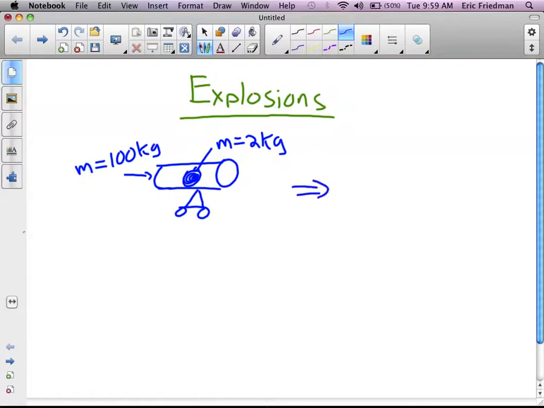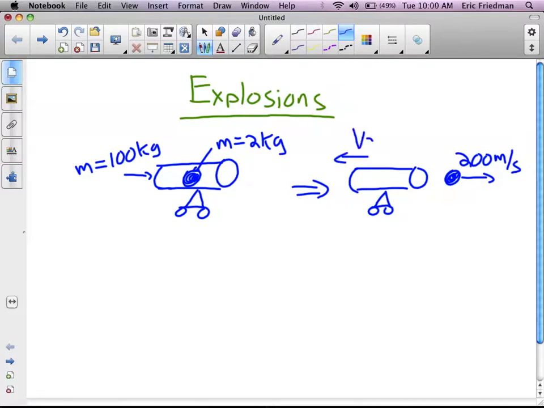Then the cannon's going to get fired. So we have to draw the cannon again. Hopefully it looks the same as the other cannon. Great. And here's the cannonball. I'm going to say the speed of the cannonball is, we'll just keep the numbers really easy, 200 meters per second. What I want to find out here is, what's the final speed of the cannon itself?